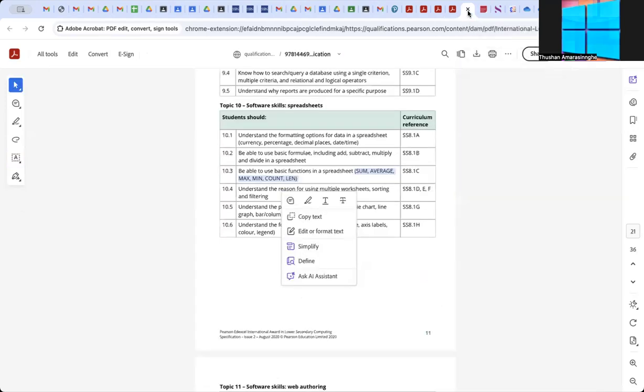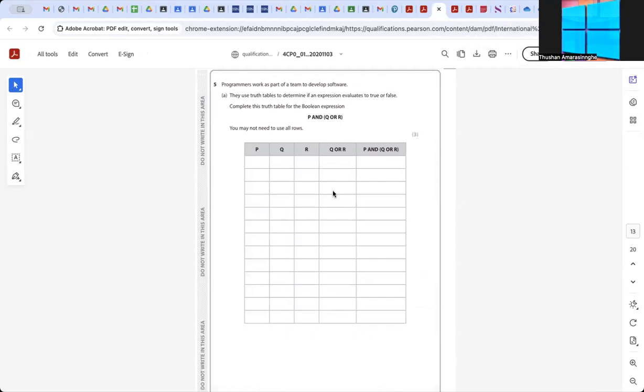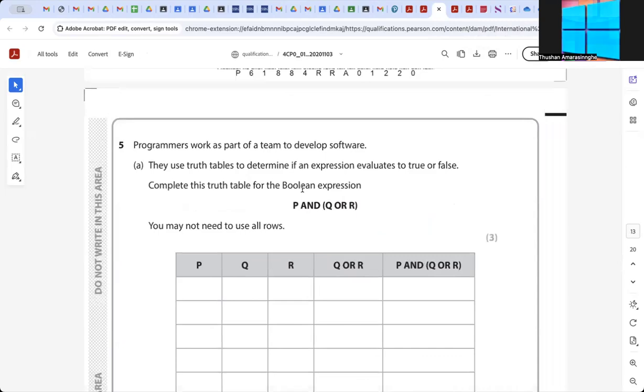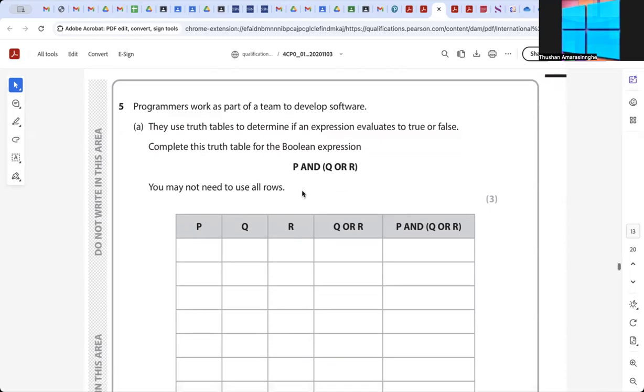Then, children, I have selected another question for you. It is again a completion of a truth table. Boolean means a logic expression, true and false. P is a variable. They are not always giving A, B, Z. Sometimes they can provide X, Y, Z, or different letters like L, M, N, or P, Q, R. That means you have to do the brackets first.